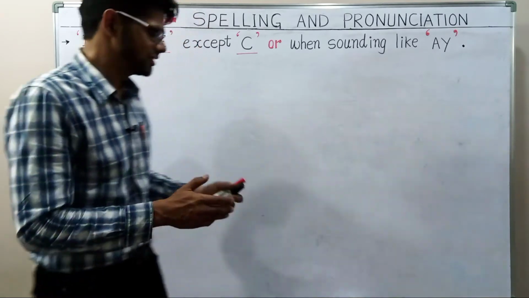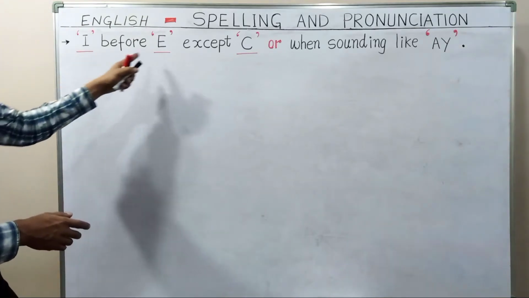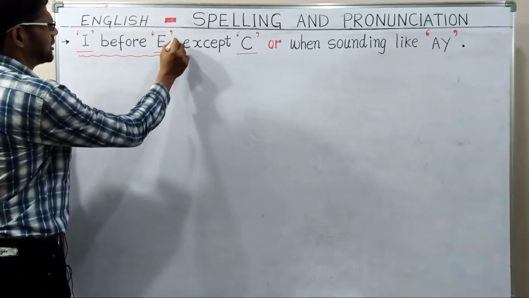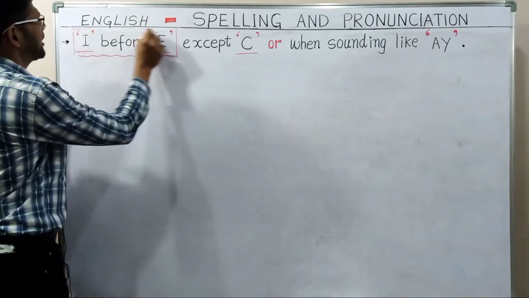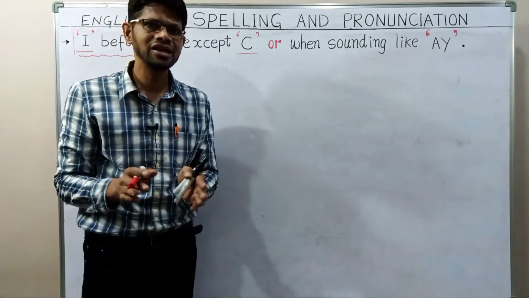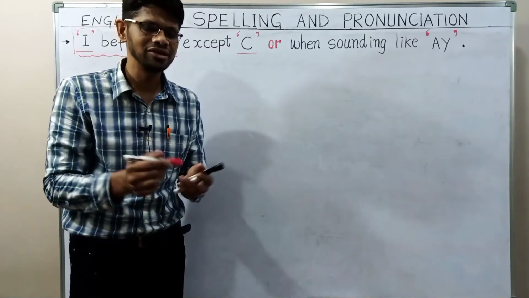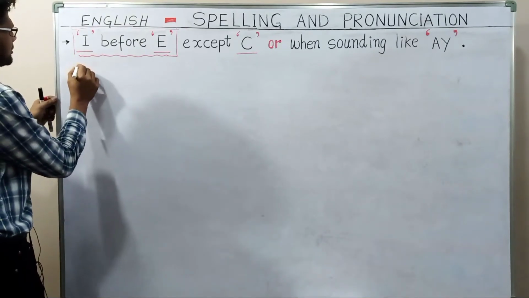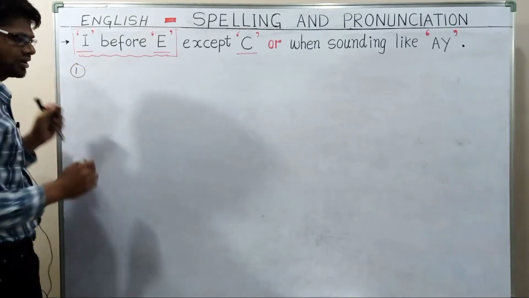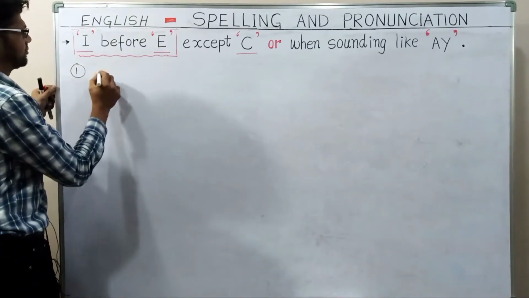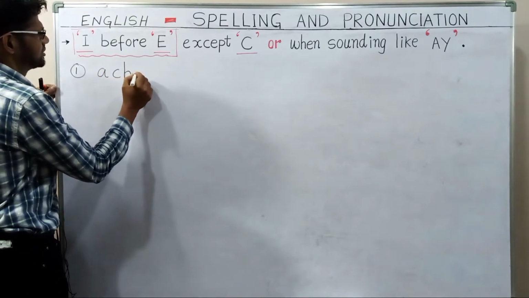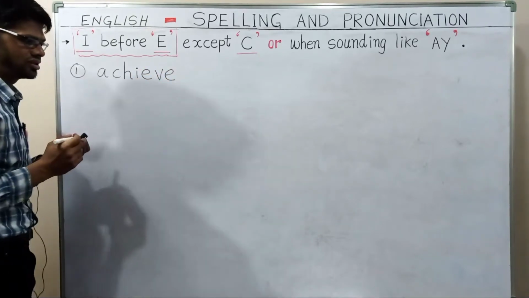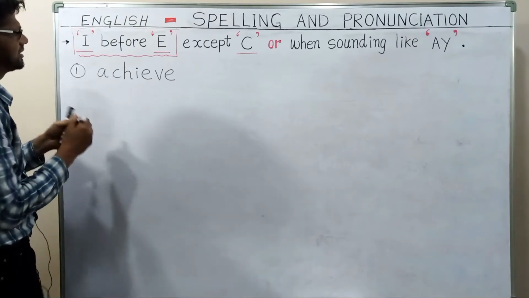Let us learn. So here, what is the first one? I before E. In most cases, I would like to underline this one: I before E. First we will take this part. Most of the words take I before E in them. Let us learn with the help of some examples. For example, rule 1, I before E, for the word achieve, A-C-H-I-E-V-E, achieve. You can see that I is there and E is there.